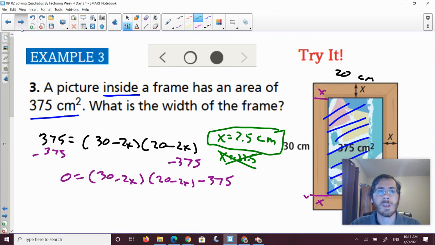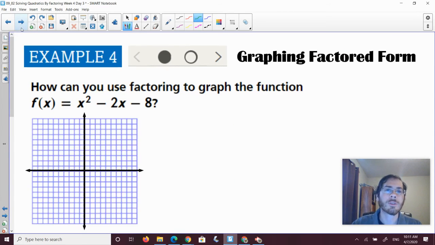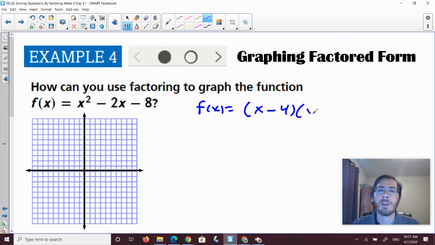All right. For example 4, we're going to go backwards. So we're given the equation, we want to graph it. Now, obviously, if you want, you can just use Desmos to graph it. If you wanted to factor this one, it would end up being f of x equals x minus 4, x plus 2. If we do the zero product property, we get x equals 4 and x equals negative 2.